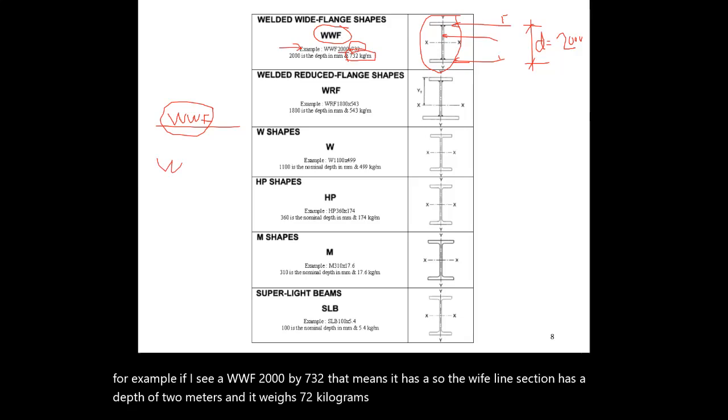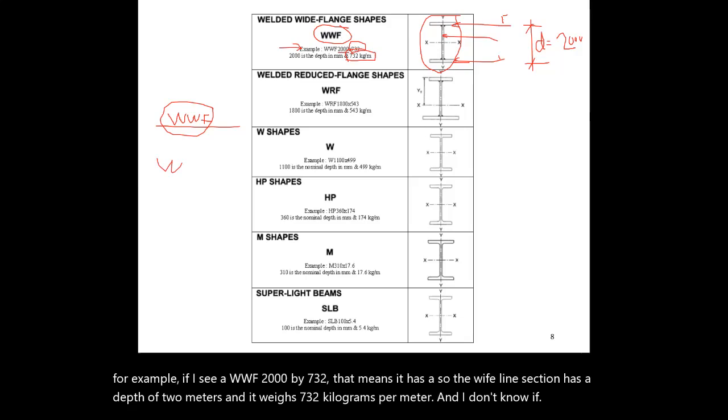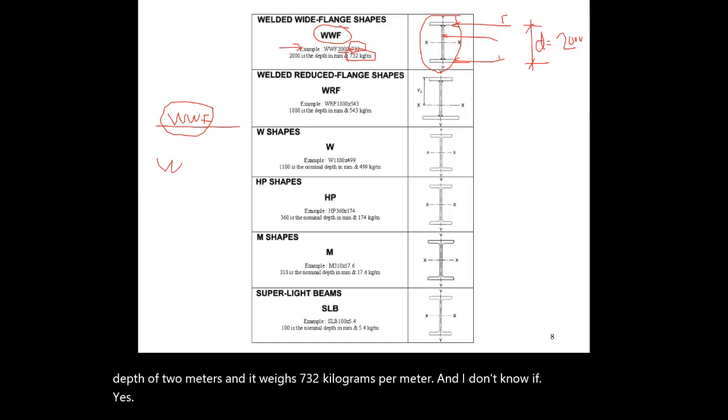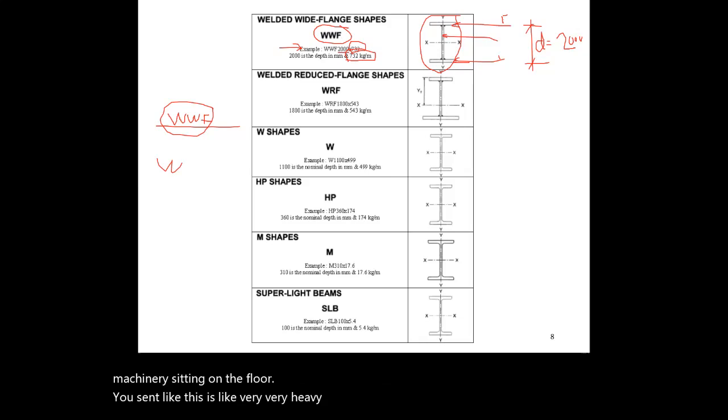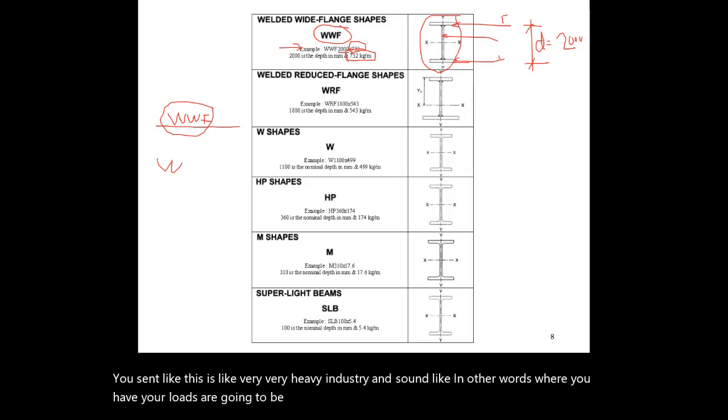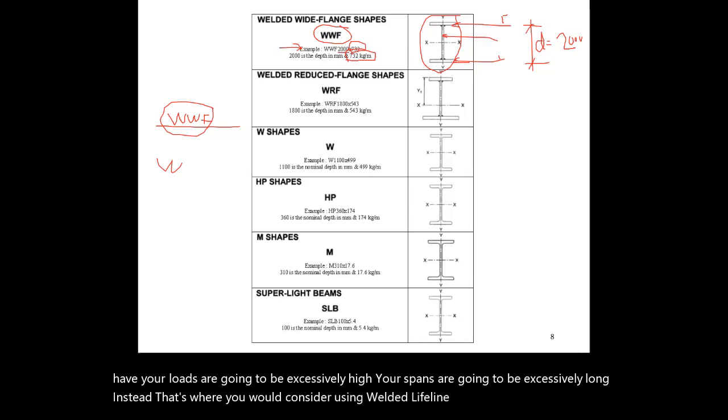Sir, yes. What would a beam of this magnitude be used for commonly? This is when you get into designing pulp and paper plants where you have heavy machinery sitting on the floor. This is very, very heavy industry, where your loads are going to be excessively high and your spans are going to be excessively long. That's where you would consider using welded wide flange shapes. Okay, right, thank you.